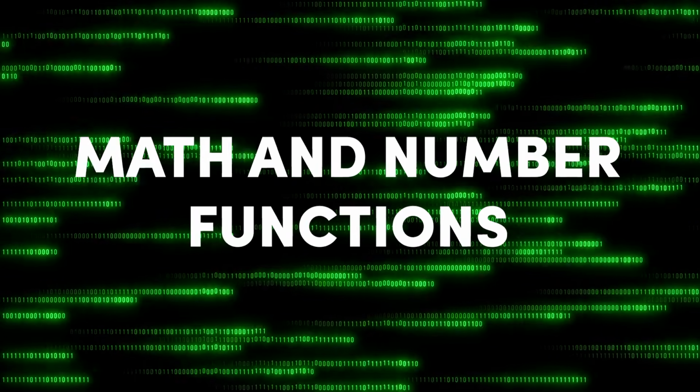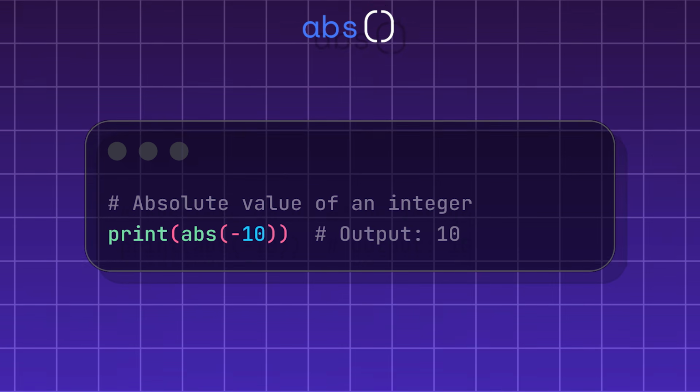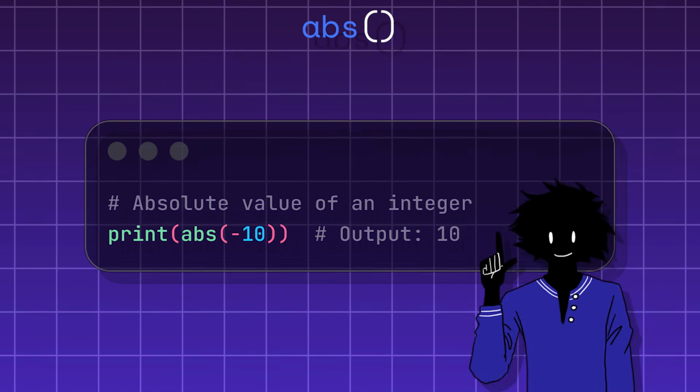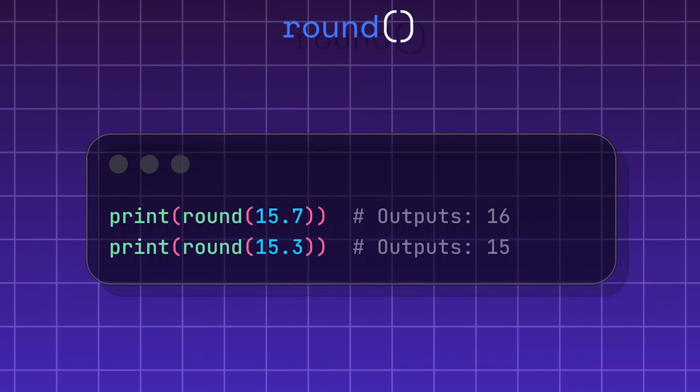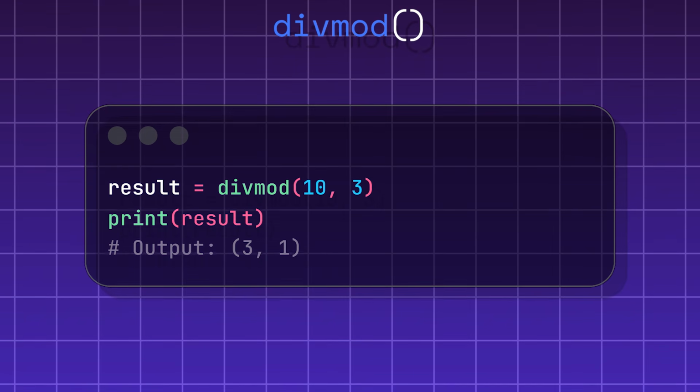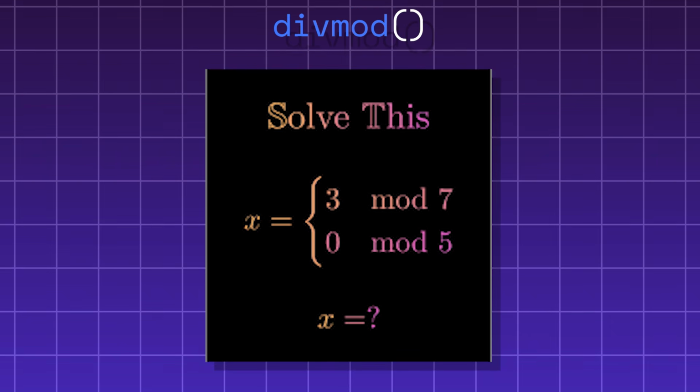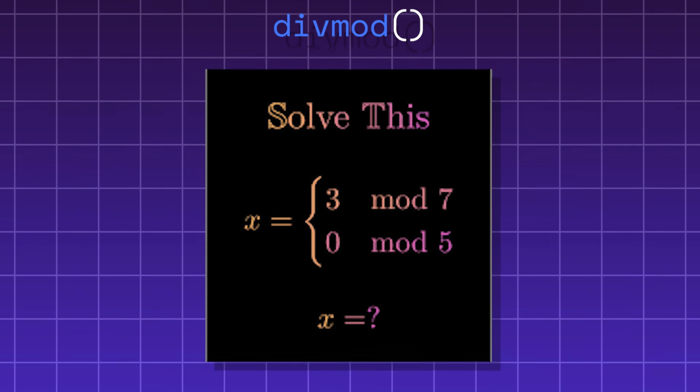Math and number functions. ABS gives the absolute value of a number you input. Say if you put 2 or -2, you get back 2. Round simply rounds a number to the nearest whole number. Divmod gives both the quotient and the remainder in a division problem. It gets its name from modulo arithmetic, which is a type of math dealing with remainders.